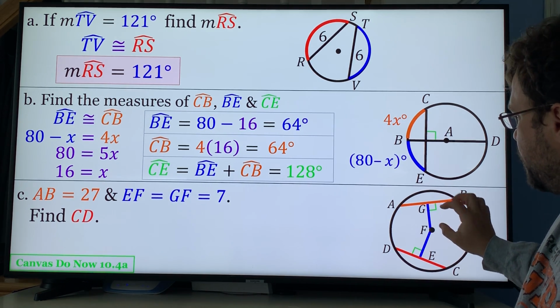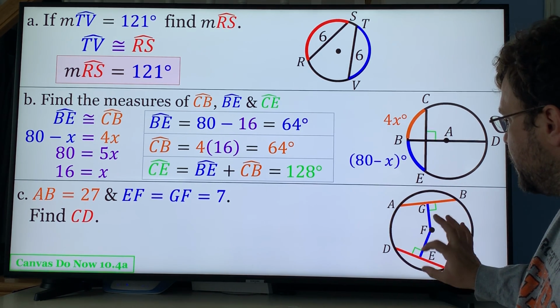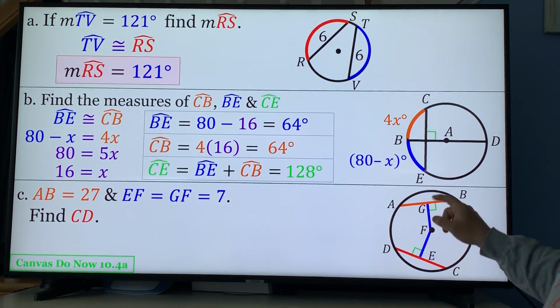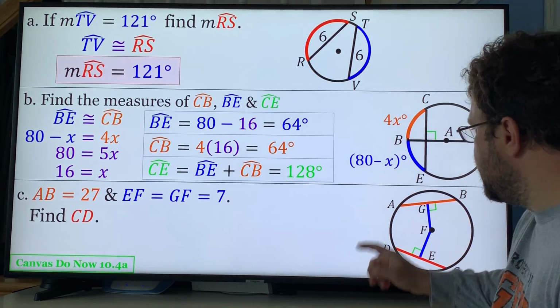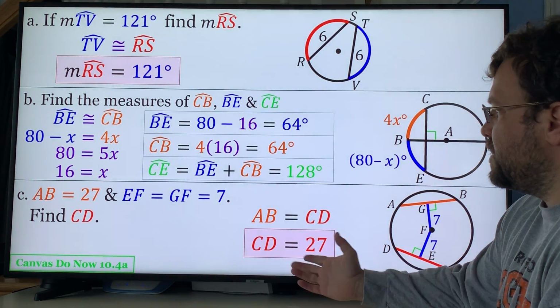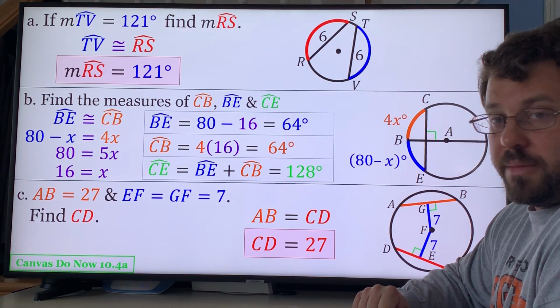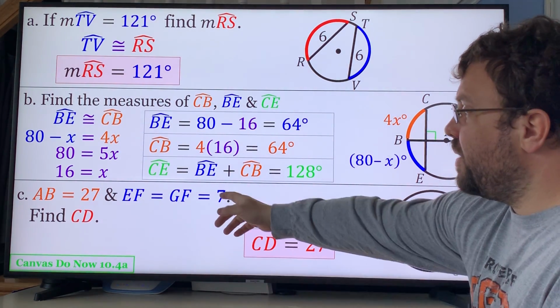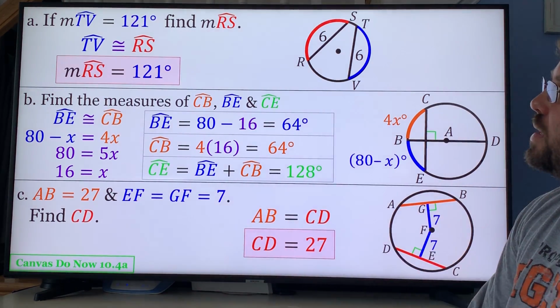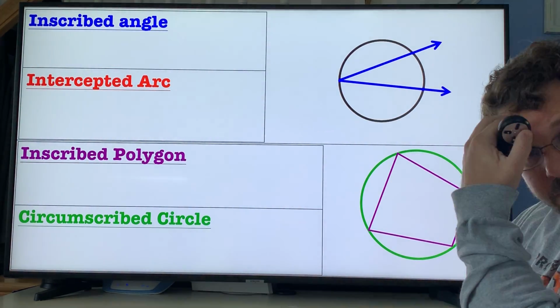Problem C. AB here is 27. EF and GF are both 7, meaning they're congruent. They also both form 90-degree angles. They're perpendicular with the chords, meaning the two chords are equal, meaning CD equals whatever AB is. And where are we at? AB equals CD, so it is 27. All right? Nothing to it. And it didn't matter what this number was. All that matters is this number right here. Easy do now to start class. All right, so let's go.